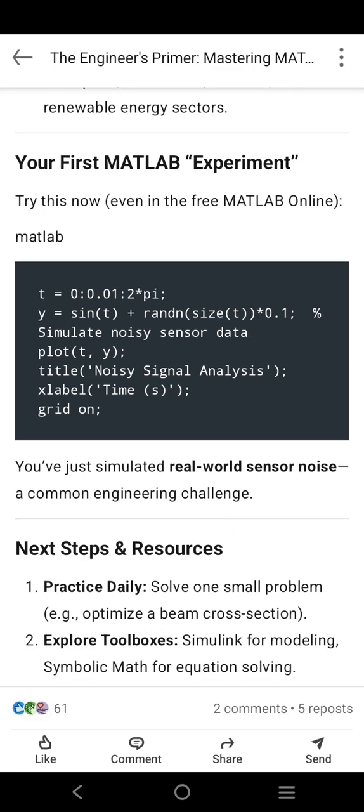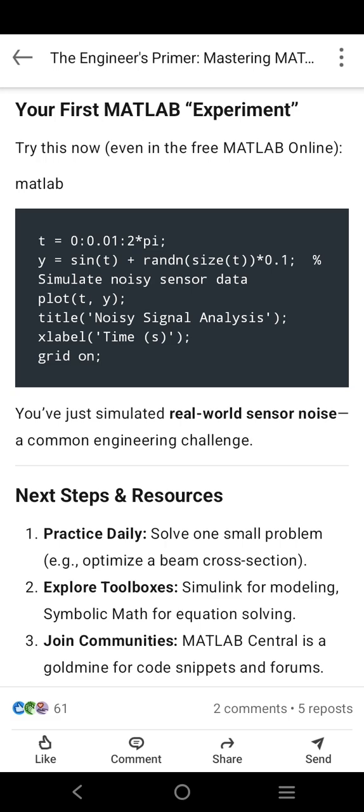The example for this MATLAB experiment is that you have just simulated real world sensor noise. This is a common engineering challenge.